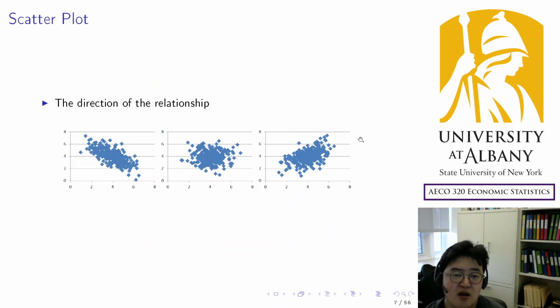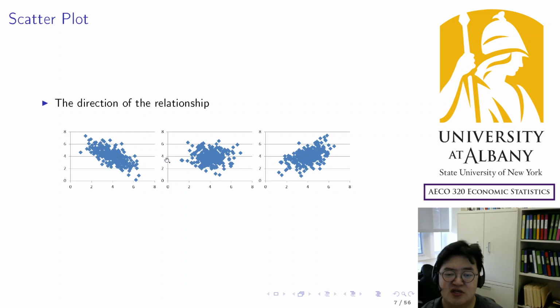Okay, so under that assumption, let me reiterate what I explained. The direction of the relationship is about the slope. In these three examples, the first figure shows a downward sloping relationship, so a negative relationship. As x increases, y tends to decrease, right? And on the right side, it is a positive relationship. As x increases, y will increase together. They move together, right? But in the middle, there is no clear trend. I would say the trend is flat, right?